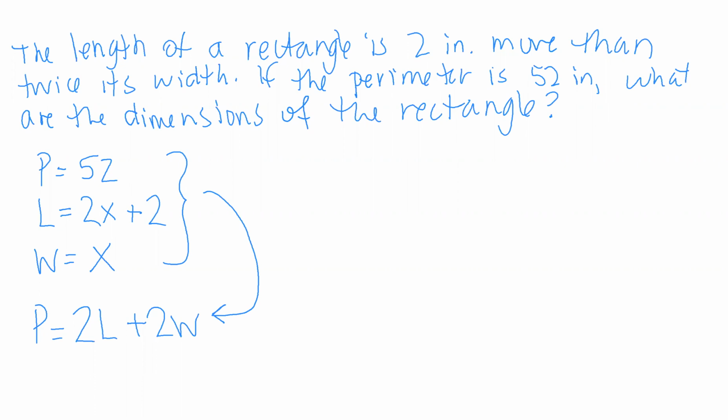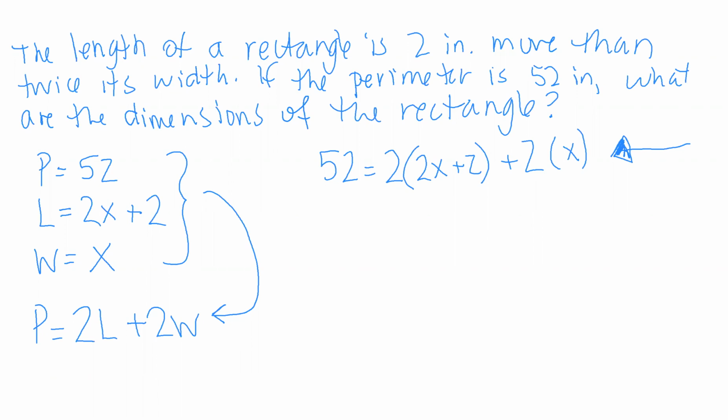So we know that perimeter is 52, and it's equal to 2 times the length, and the length here is 2x plus 2, plus 2 times the width, and here the width is just x. So this right here is the equation we want to solve. When we solve, we'll get a value for x. Remember, x is your width. And then we use that to figure out what the length is.